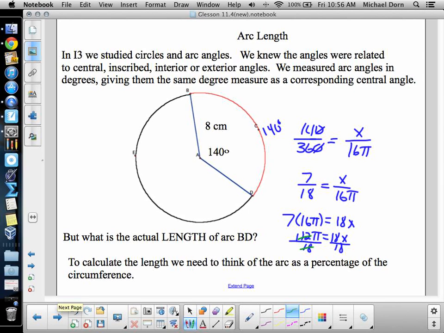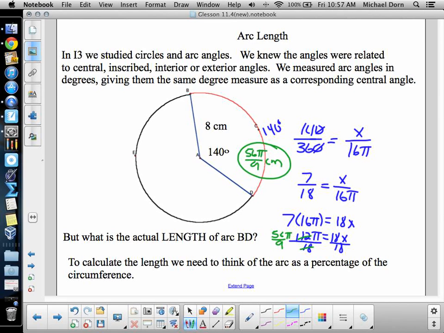So 112 over 18 would be 56 over 9. Okay, because 2 goes into both those, and 3 does not go into 56. That's 56 pi over 9 centimeters. Yeah, we don't approximate it. Okay. So there we are.